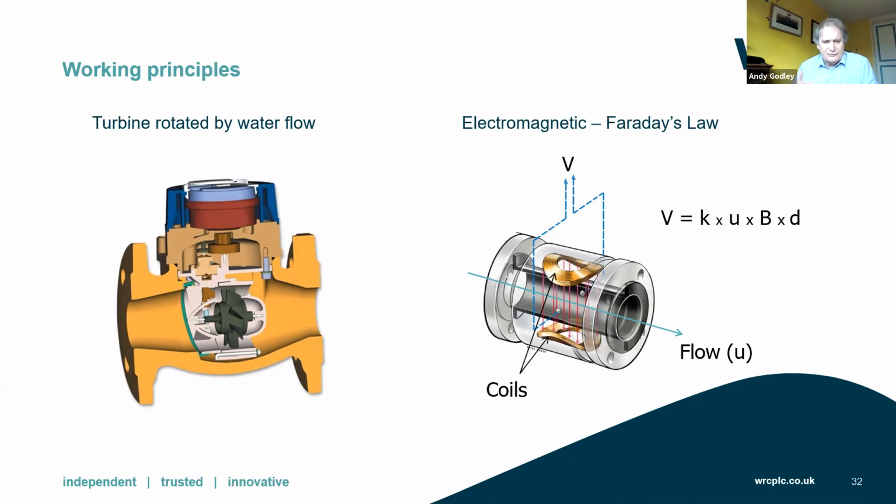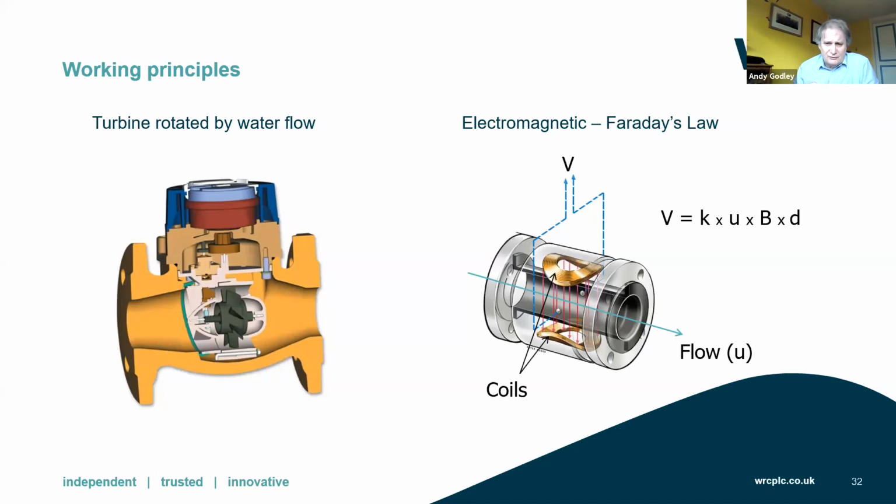So turbine meters, obviously a technology that's been around for an awfully long time. The water spins a rotor, connects up to a magnet, which then transmits through a magnetic leakage to the register, whether that's electronic or mechanical.